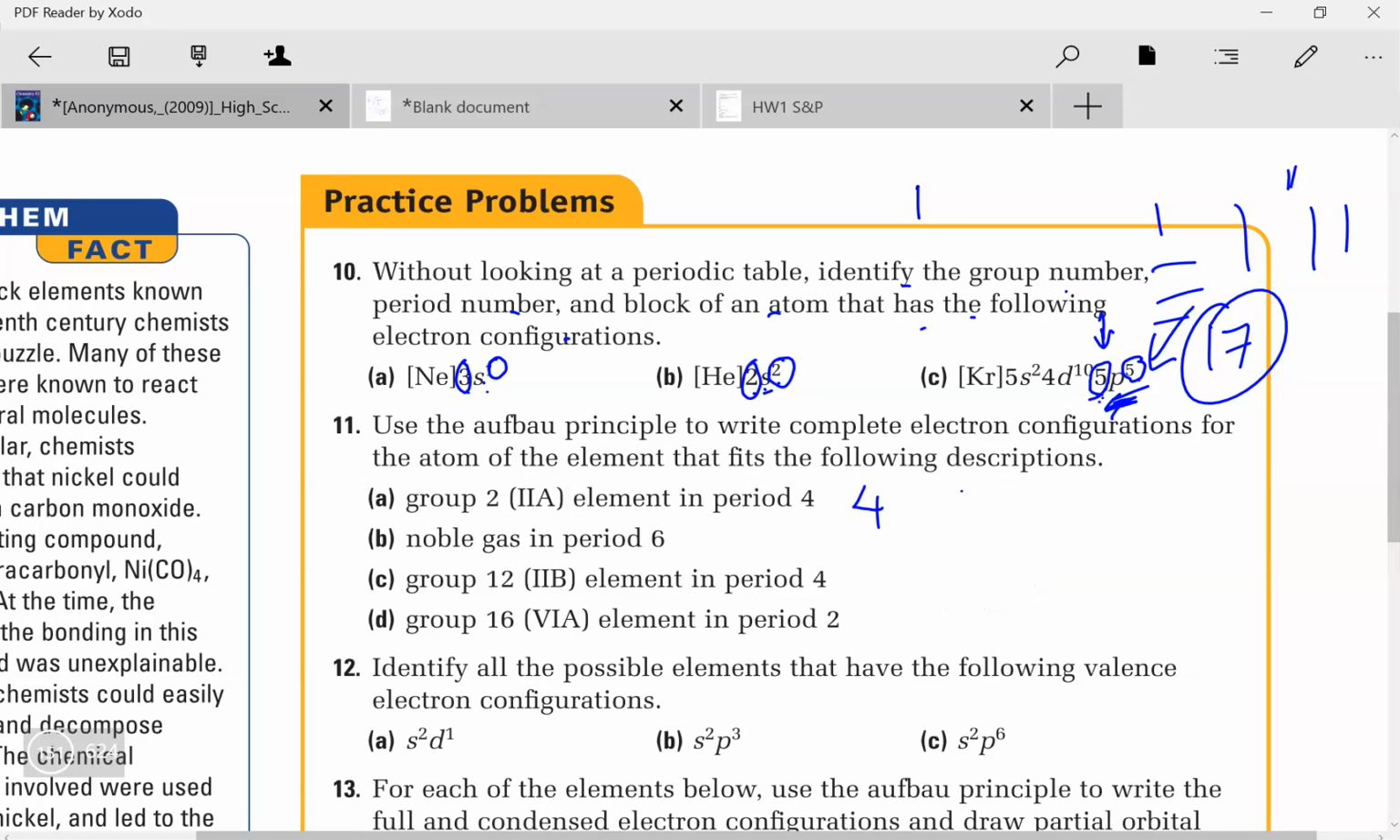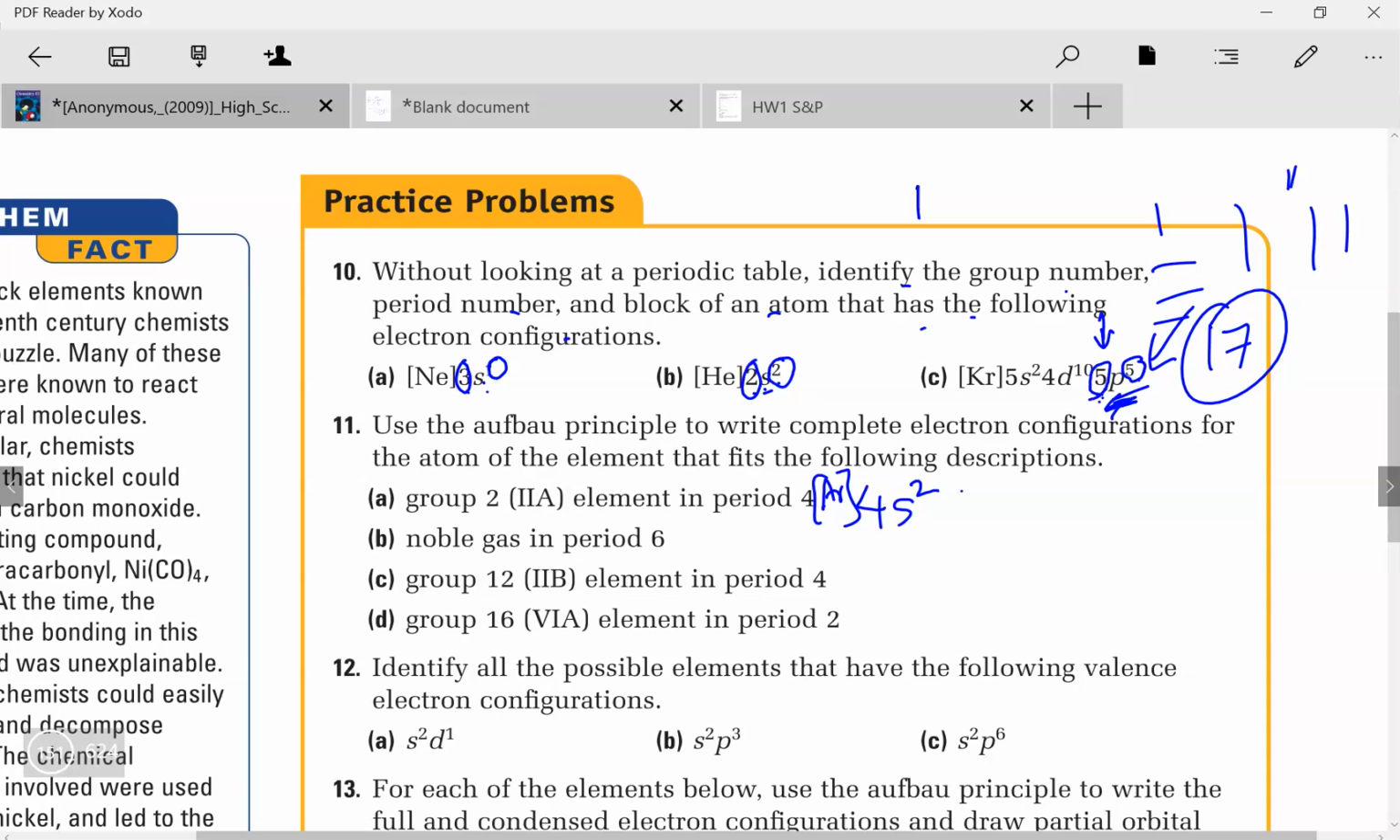So period 4 means you start with a 4. And then group 2 means that's an s2, because we know group 2 belongs to the s block, so this is the ending of it, so we can basically say argon 4s2. Or, I mean, complete electronic configuration would be 1s2, 2s2, 2p6, 3s2, 3p6, then 4s2.